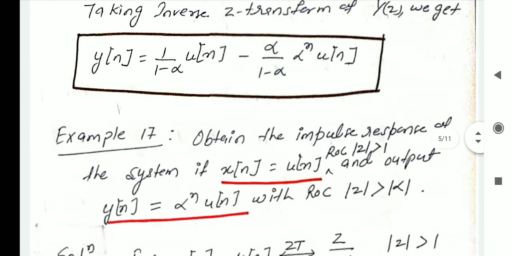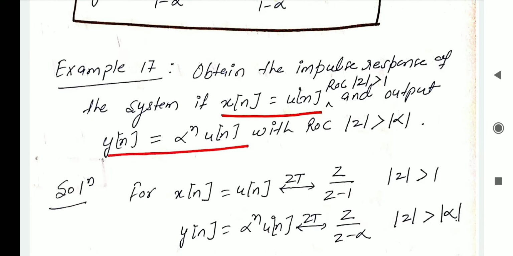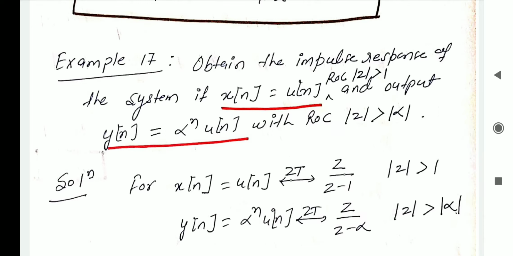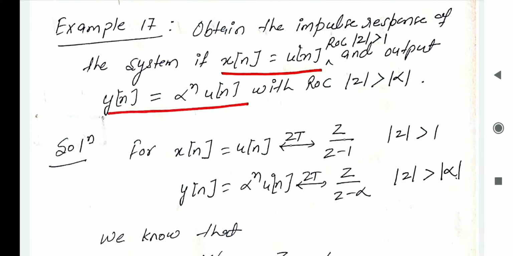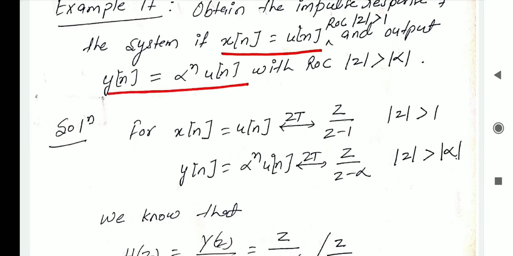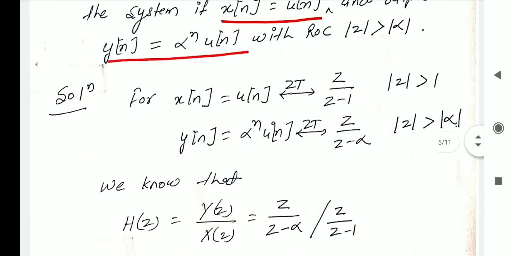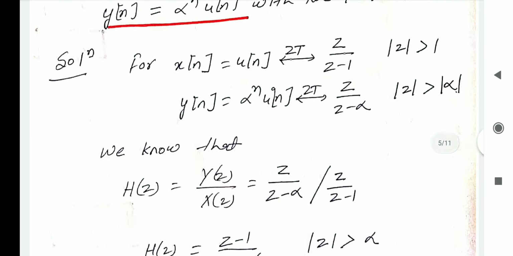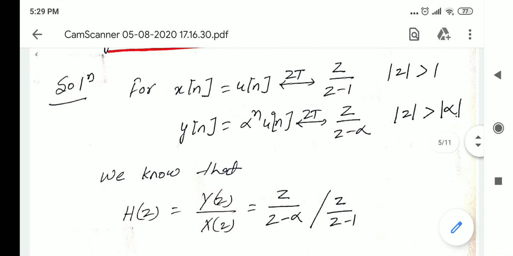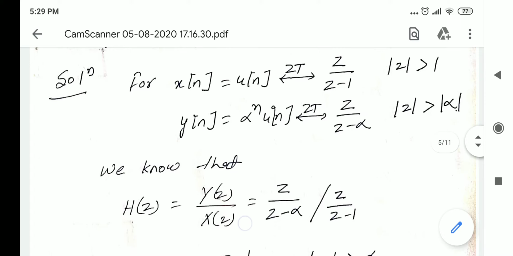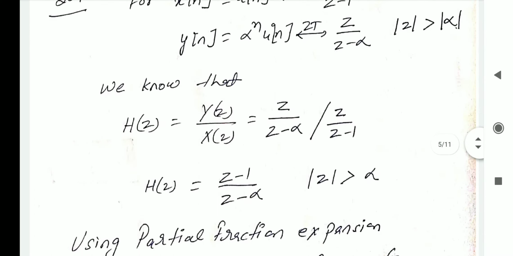Now coming to the next example: obtain the impulse response of the system if x[n] is u[n] with ROC |z| greater than 1, and output y[n] is alpha^n u[n] with ROC |z| greater than alpha. Here x[n] is given to us, which is u[n], and y[n] is given to us as alpha^n u[n]. We already know the z transform of both the sequences. Now what do we want? We know that H(z) is Y(z)/X(z). Here we are given Y(z), and we already have the value of X(z). We can write it as z/(z-alpha), this is Y(z), upon z/(z-1), which is the value of X(z).